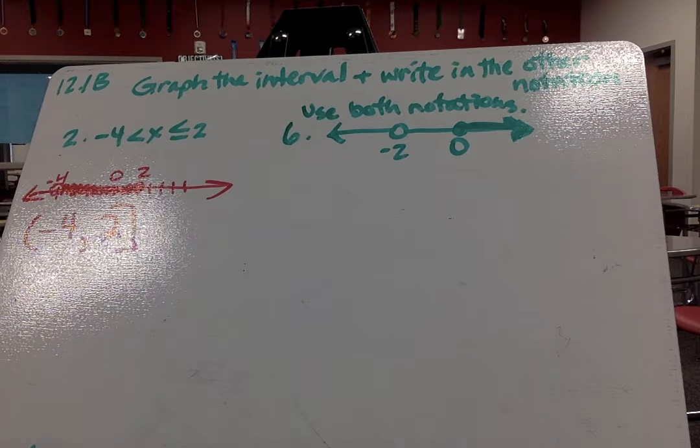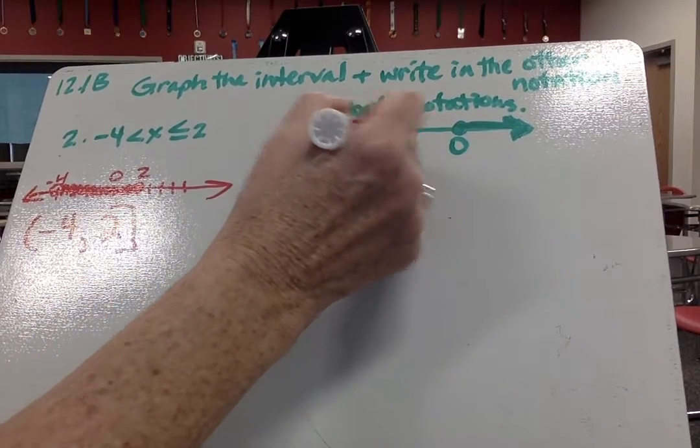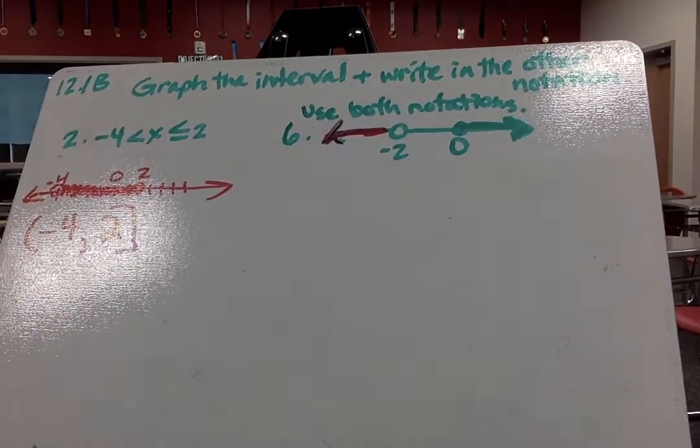Now, we're going to go on to number 6. It's still on the same page. This time we're going to go ahead and use both notations, and we're going to write this interval in both inequality notation and interval notation, sorry. Okay, so interval notation first, and this should also be a little bit darker right here. You can't tell, but this is shaded and that's shaded on your paper.